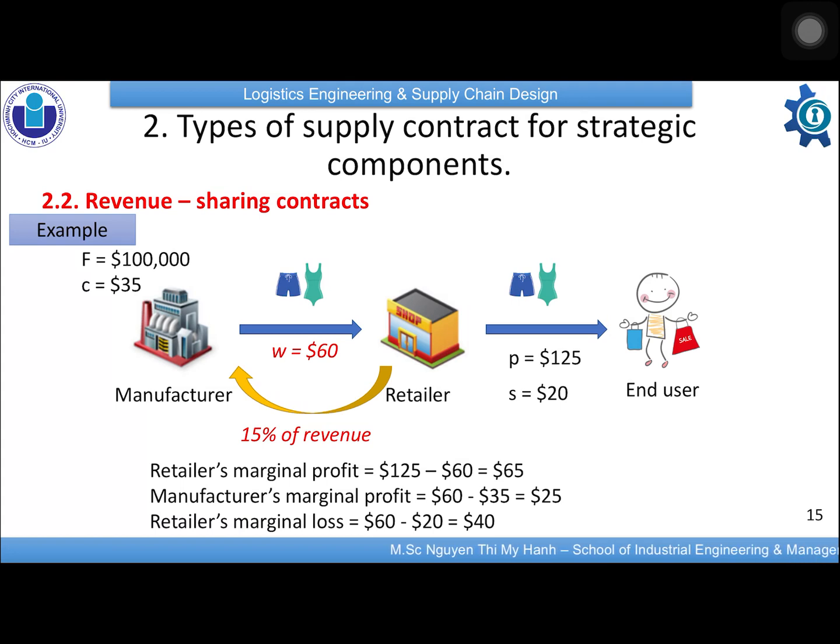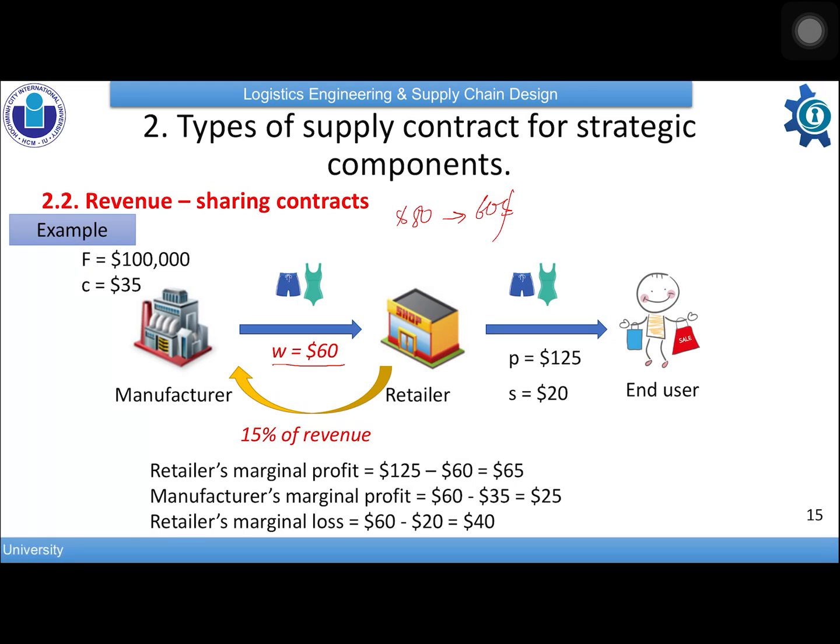So all information is the same. The difference is the wholesale price decreases from $80 to $60, with the condition that the retailer has to share 15% of the revenue. So we try to calculate the profit of the retailer and manufacturer and see how it changes after they sign the revenue sharing contract.